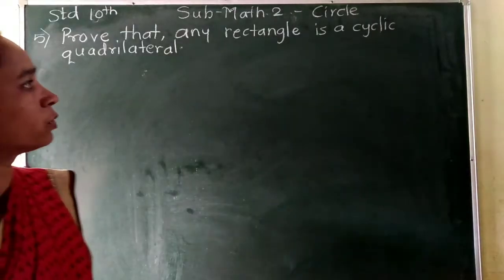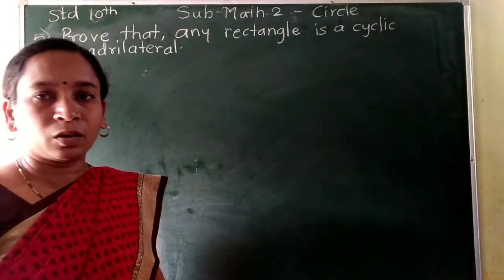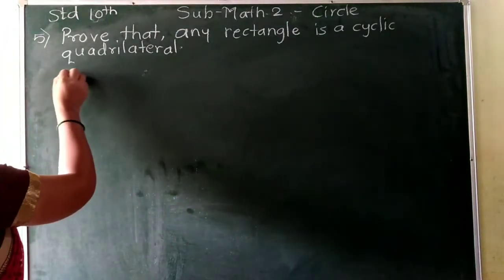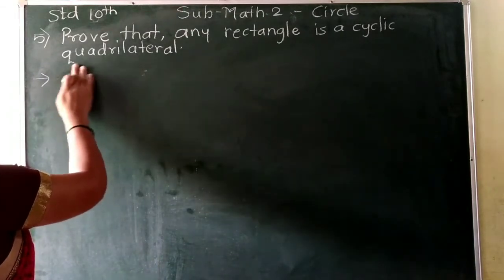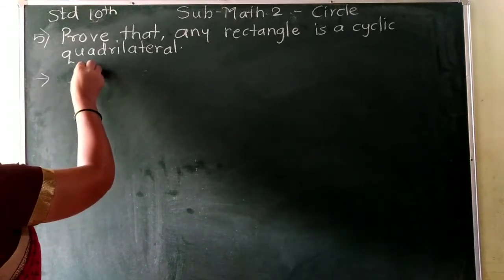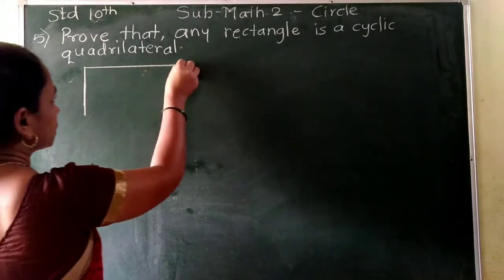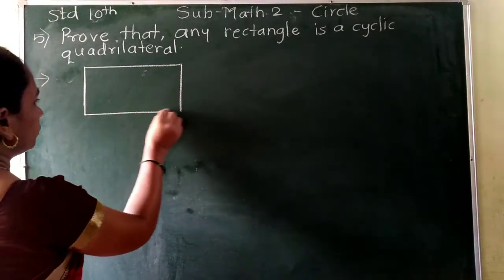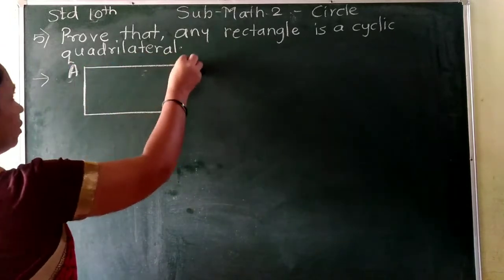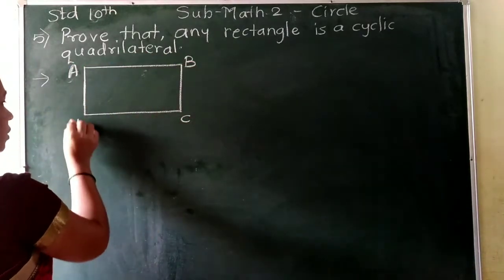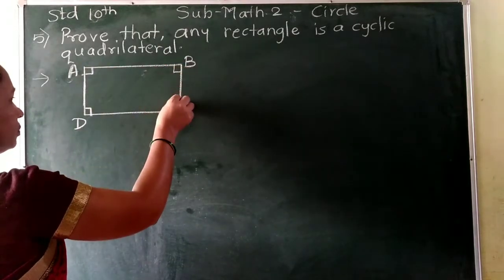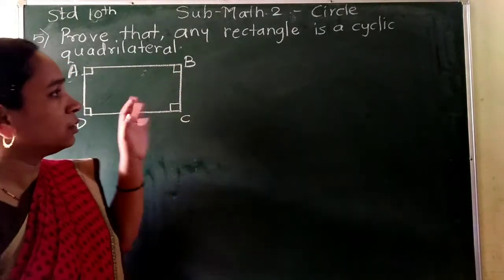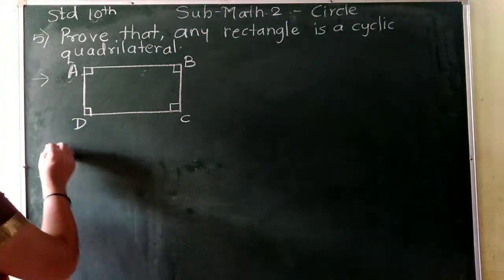Fifth example, prove that any rectangle is a cyclic quadrilateral. So here we have to start with the given. We'll start with the figure. This is the rectangle. Suppose it is A, B, C, D. So every angle is 90 degrees. Now we have to prove that this rectangle is a cyclic quadrilateral.